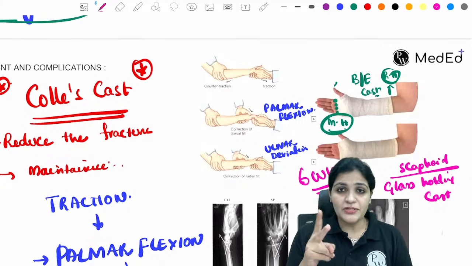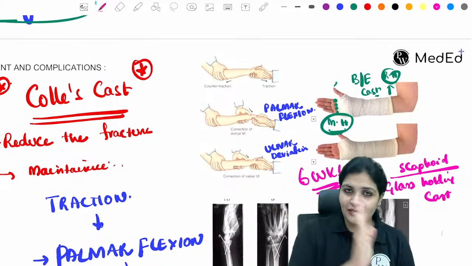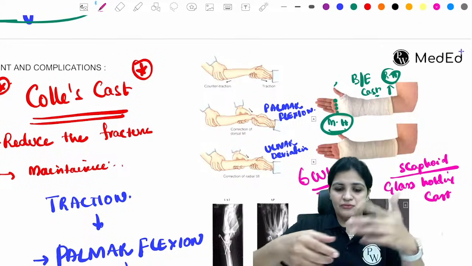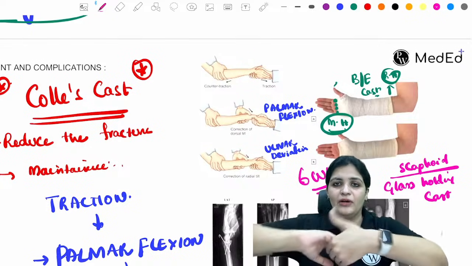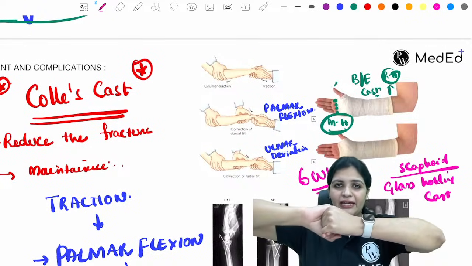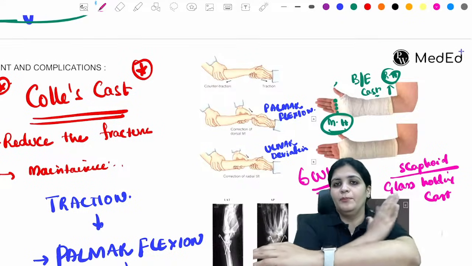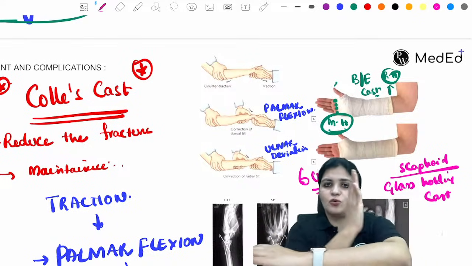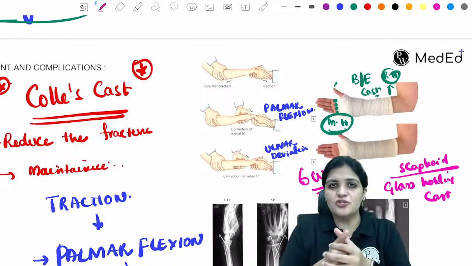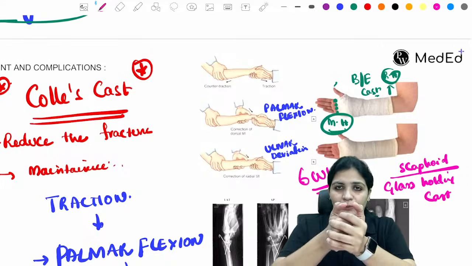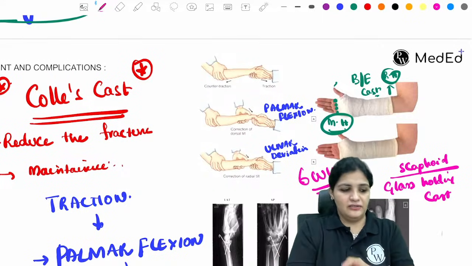You require two people here, one is the surgeon, the other is called the assistant. The surgeon holds the hand like giving a handshake. In the first picture you can see we are holding it by giving the handshake, and then you pull it, and the assistant holds it at the elbow and pulls backwards. This is called traction and this is called counter traction. When these two are acting, the surgeon will reduce the fracture. He will do the palmar flexion and the ulnar deviation, right?